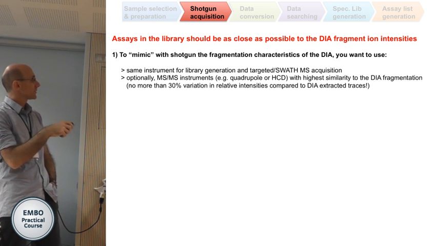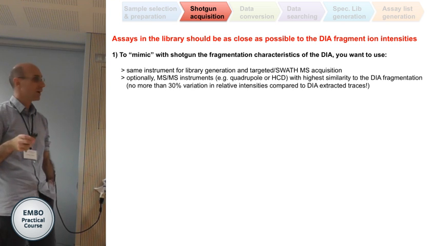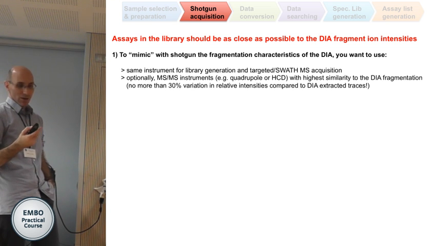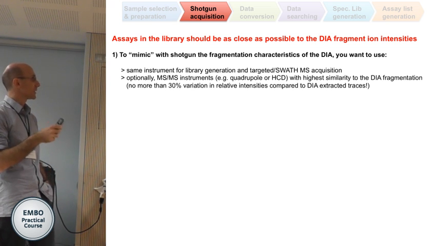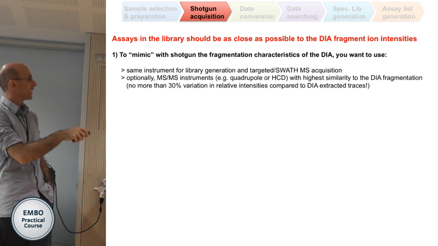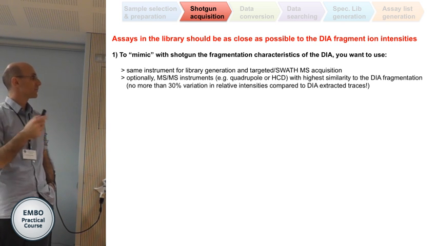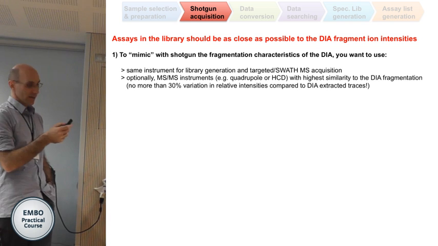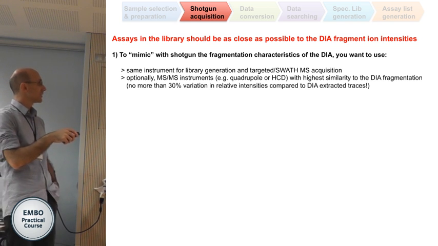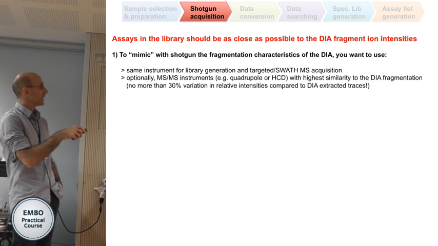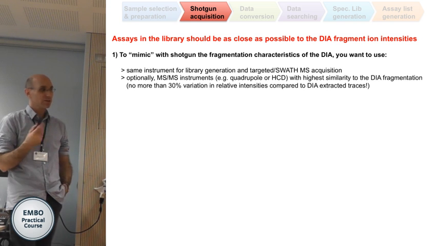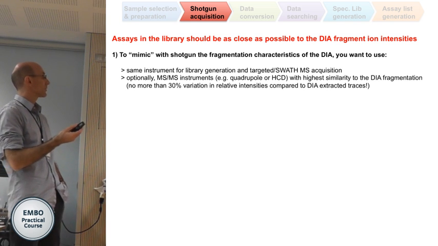The idea of the shotgun acquisition is you want to have your machine in shotgun performing as close as possible to your data independent or SRM fragmentation conditions. And the idea again is that you want to mimic with shotgun, as close as possible, the fragmentation that you're going to get in targeted proteomics.